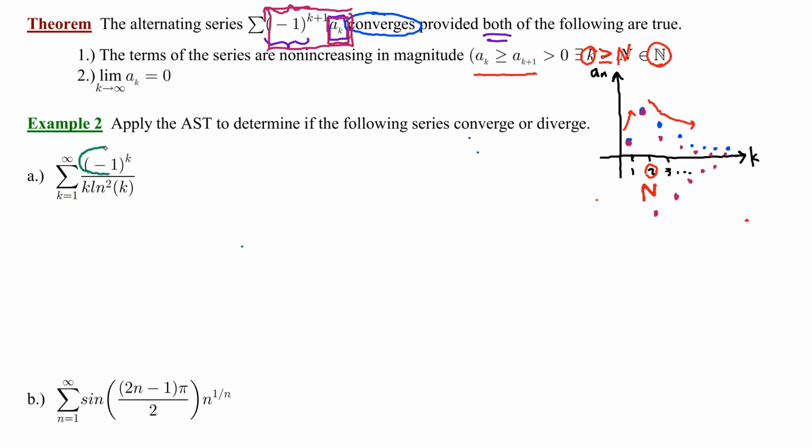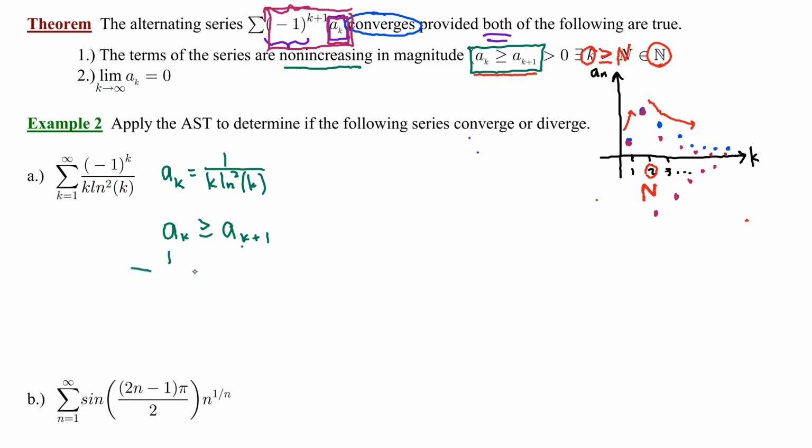The presence of this term right here causes it to be an alternating series. So ignoring that part and looking at just the substance of our formula here, a sub k is 1 over k natural log squared of k. We want to show that it is non-increasing. That is, I want to establish this inequality here. So I want to show that a sub k is greater than or equal to a sub k plus 1.